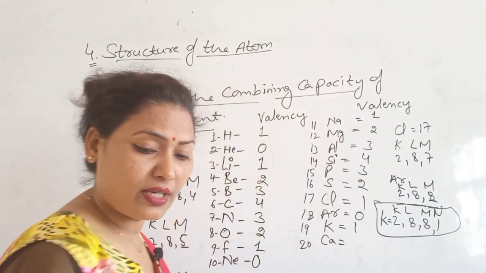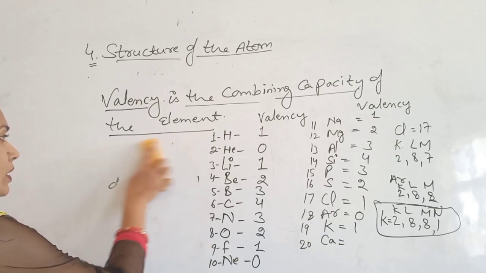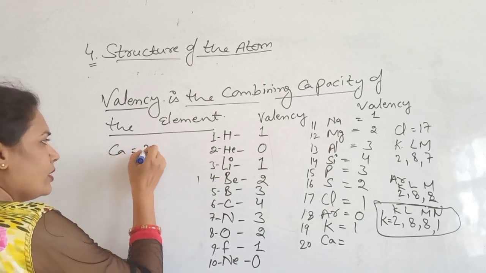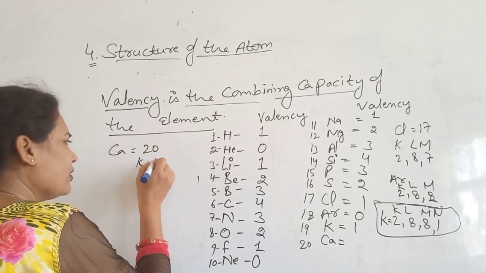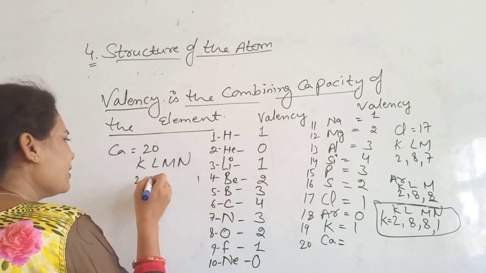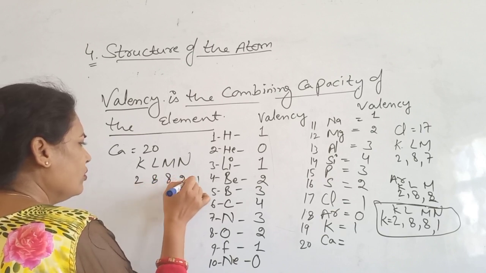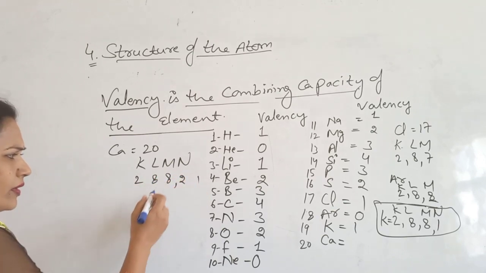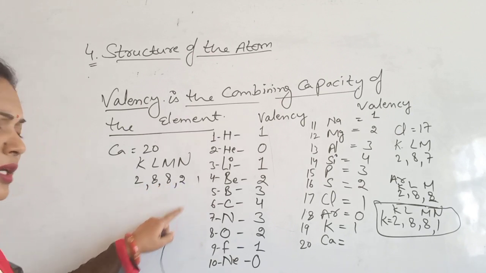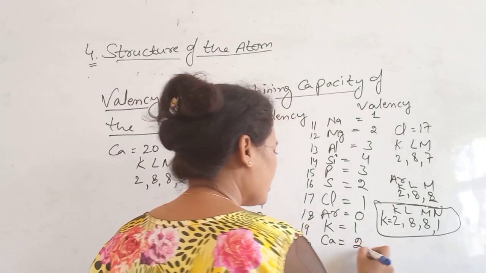And calcium, if we take calcium, it has atomic number 20. So we will write the electronic configuration K, L, M, N. So what will we get? K contains 2 electrons, then 8, then 8, and 2: 2 plus 8 is 10, 10 plus 8 is 18, 18 plus 2 is 20. So we will get the 2, 8, 8 configuration and 2. It means it can lose 2 electrons. So its valency is 2.